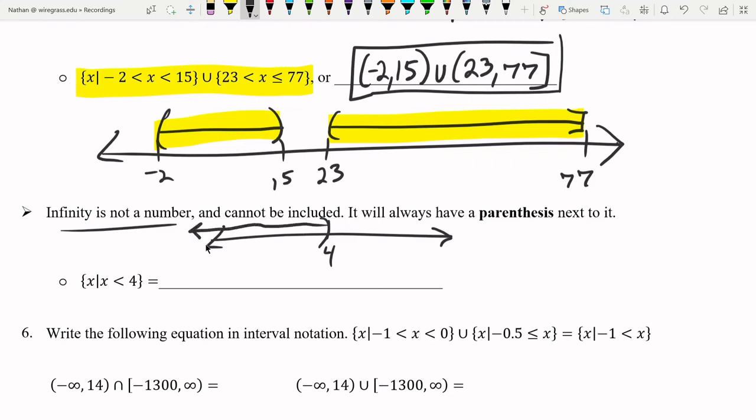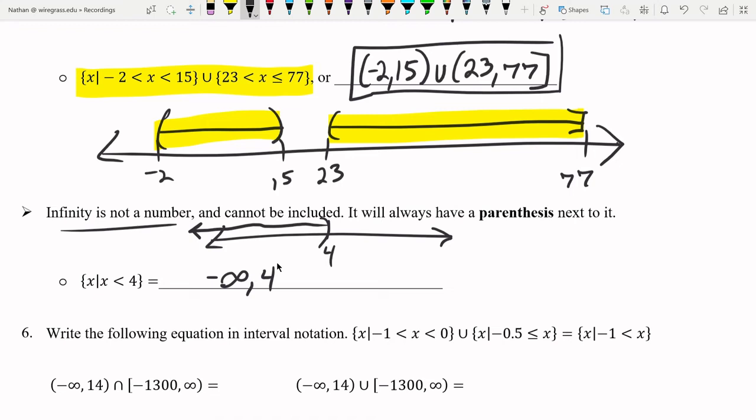That's the idea of the direction of infinity. That means we go from 4 and allow everything below 4 all the way on down to negative infinity. All the negative numbers are included in this set. And we can write this as an interval. You always start with the leftmost or the lowest value. The lowest value here would be negative infinity. So we're going to say negative infinity up to 4.